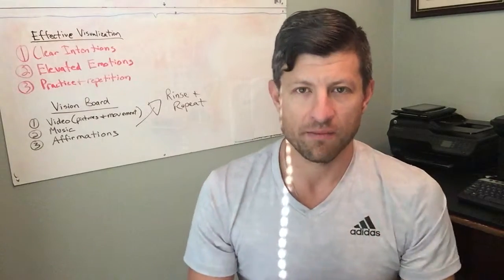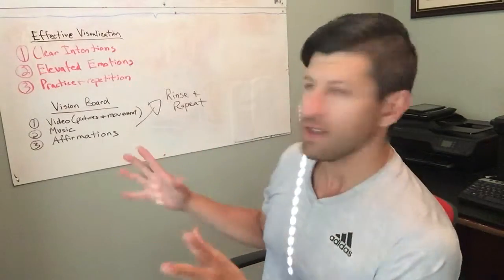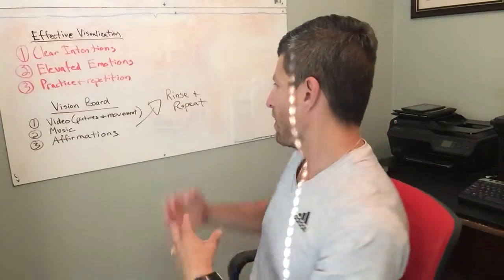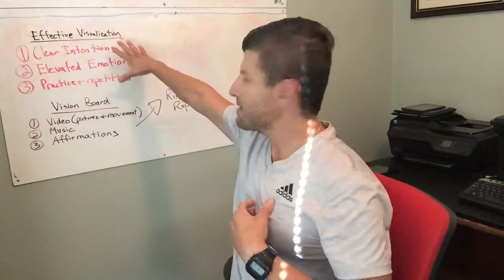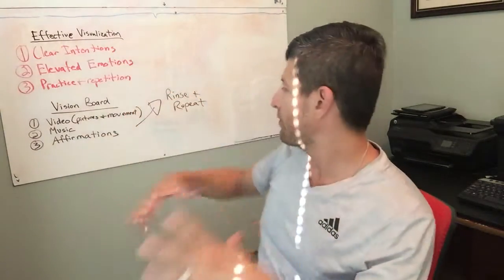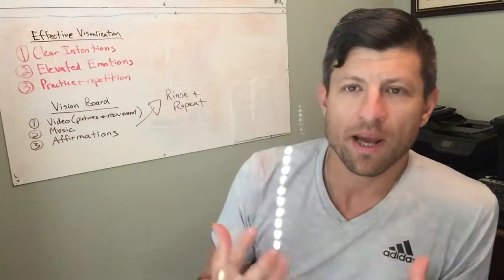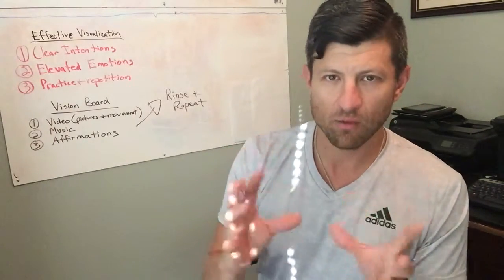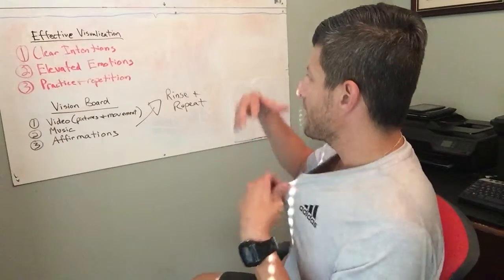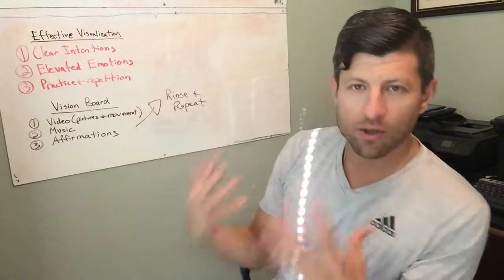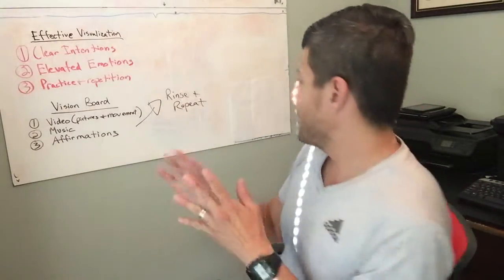So what makes a good vision board? The things that you need to look for when you are putting together a vision board: if you want to create all of these factors, one is video. Some movement pictures are a lot better than static pictures cut out from a magazine and words. Those are good too, but you're going to get a lot more emotion out of a video that you can put together very easily.